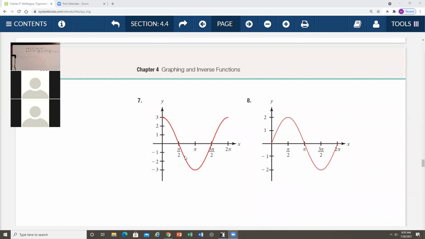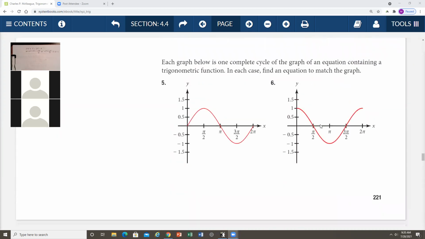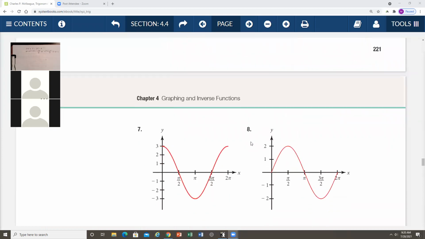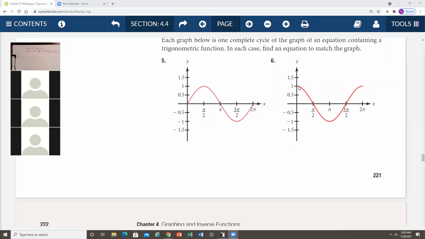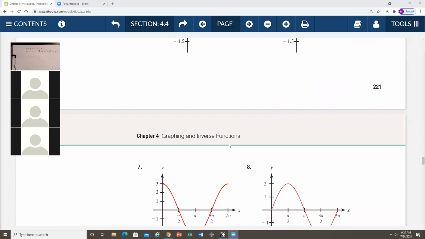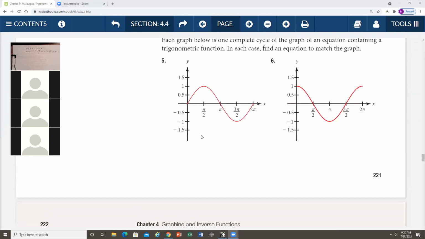What is the only difference between the graph in number 7 and number 6? The periods are the same, both 2 pi. What's the difference? The amplitude. Notice the amplitude for number 6, the basic cosine function, is 1. Notice in number 7, the amplitude now is 3. That's the only difference between the graph of 7 and 6.